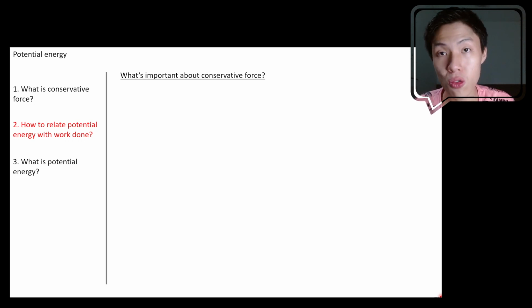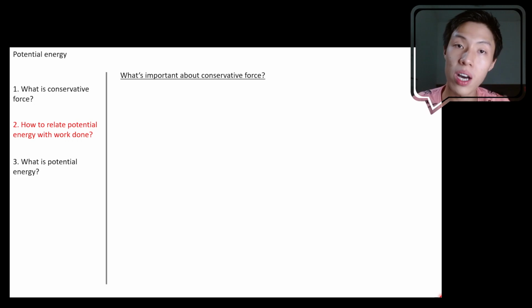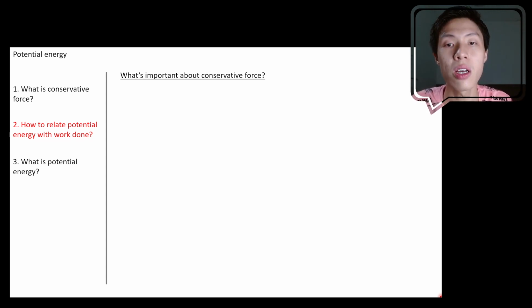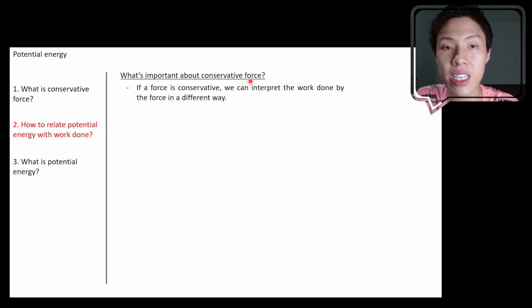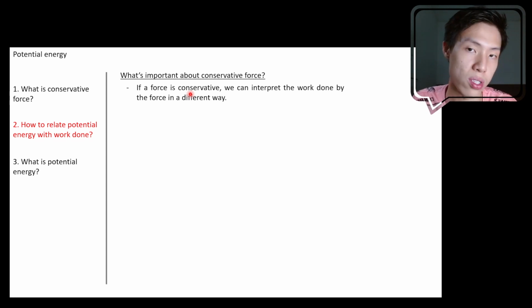We have spent about 2 to 3 videos to discuss what are conservative forces and what are non-conservative forces. So what's the point of determining whether a force is conservative or non-conservative? Well, if a force happens to be a conservative force, we know that we can interpret the work done by this conservative force in a different way. So this is a unique characteristic of conservative force, and it cannot be done for non-conservative force.